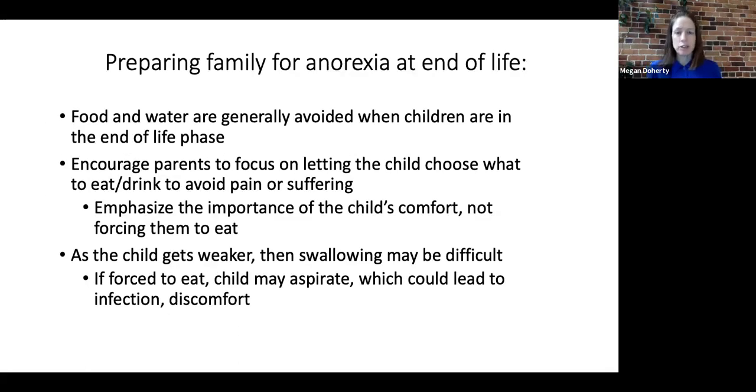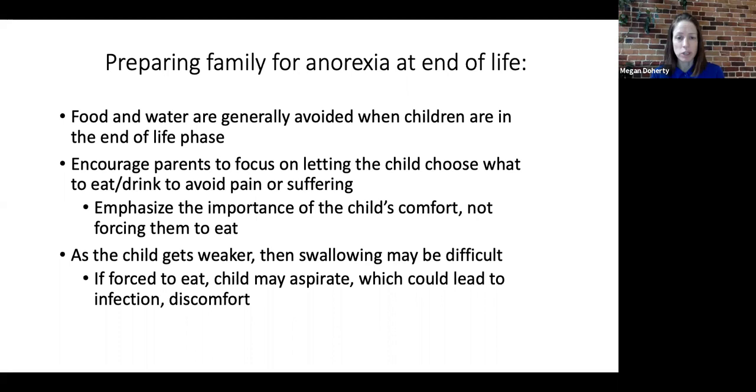If we look at the communication around anorexia at end of life in more detail, we need to explain to families that food and water are generally avoided by children when they're in the end of life phase, similar to how all of us don't feel like eating or drinking all that much when we're feeling very unwell. We should encourage parents to focus on letting the child choose what to eat and drink to avoid any pain or suffering, emphasizing the importance of the child's comfort, not forcing them to eat.